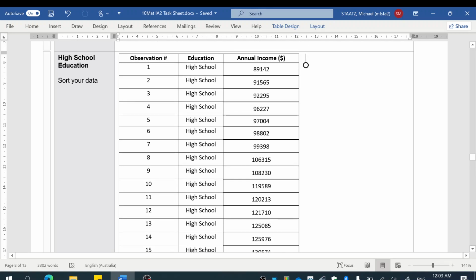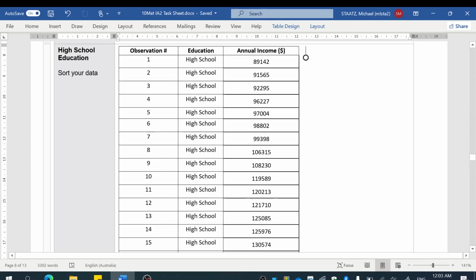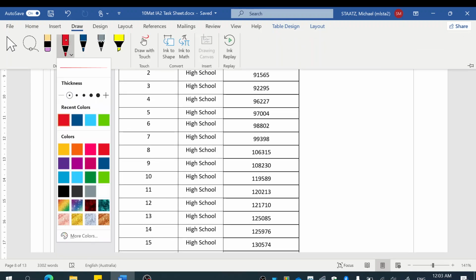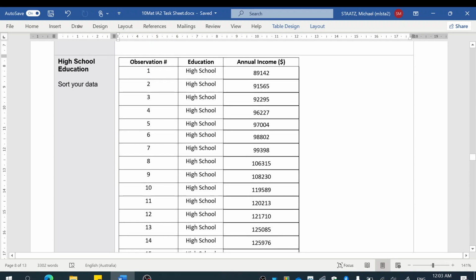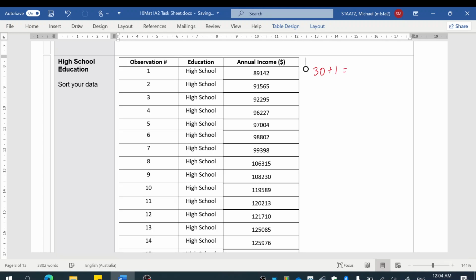And then what I do to work out the middle is I remember the number 30. So I'm going to write that down, and then I add 1 to 30. Always add 1 to the number of observations. So in my case, it's going to give me 31. And then I take that number and I divide it by 2, and that gives me 15.5. Now this 15.5 is key in telling me where the median is.